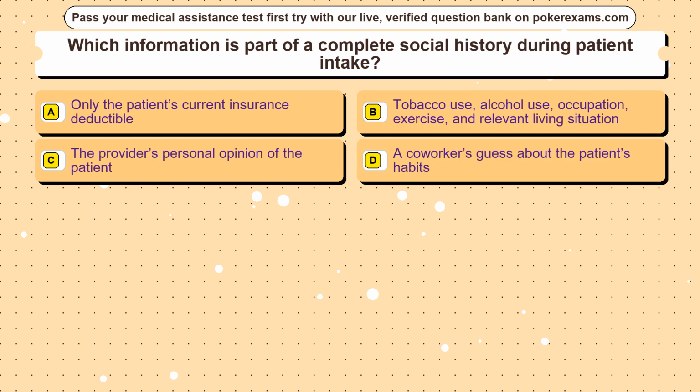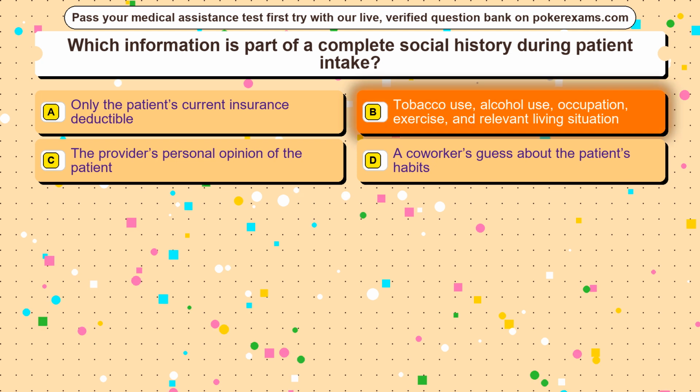Question 47. Which information is part of a complete social history during patient intake? Option A. Only the patient's current insurance deductible. Option B. Tobacco use, alcohol use, occupation, exercise, and relevant living situation. Option C. The provider's personal opinion of the patient. Option D. A coworker's guess about the patient's habits. The correct answer is option B.